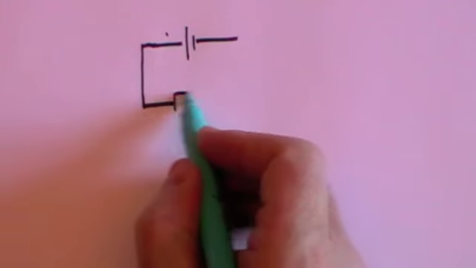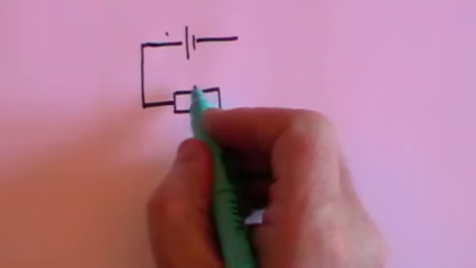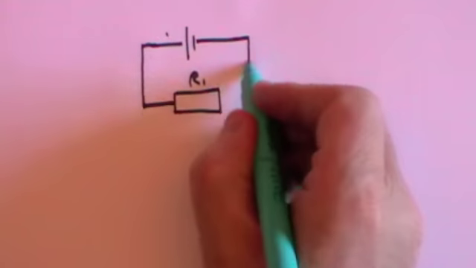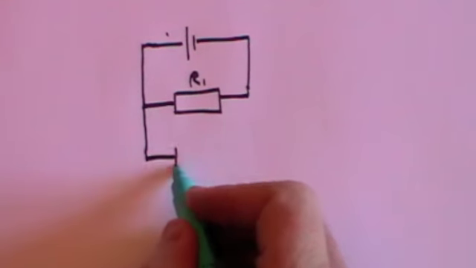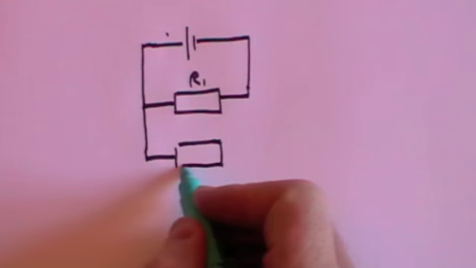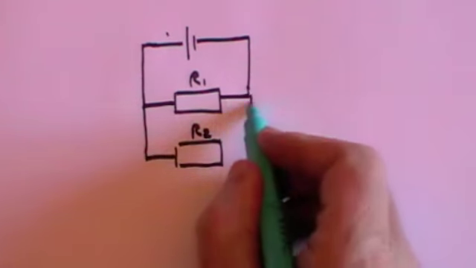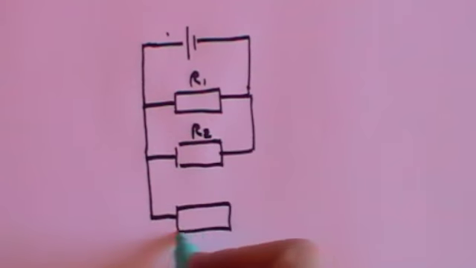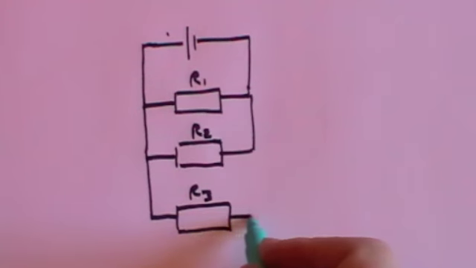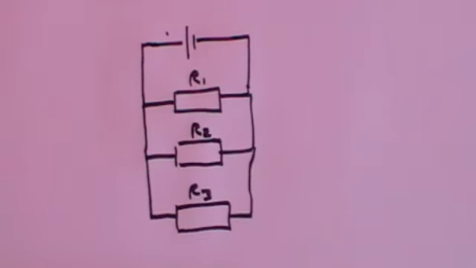battery, we've got a resistance, maybe R1, but in parallel with that we've got another resistance, R2, and in parallel with that we've got yet another resistance, R3. And those are each in parallel.